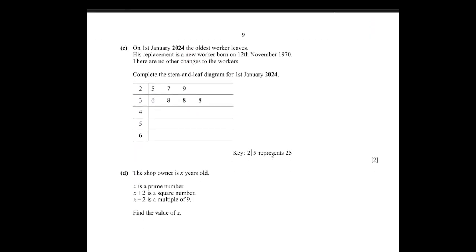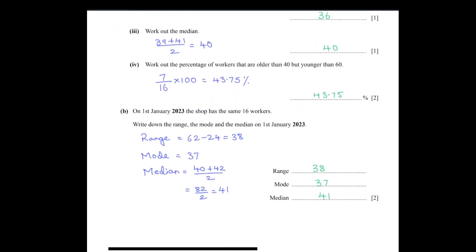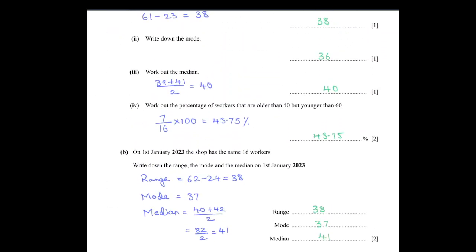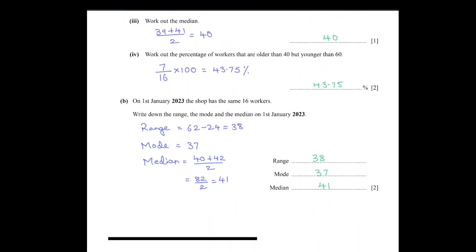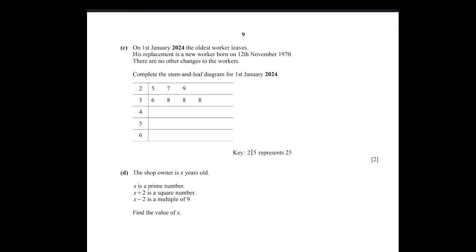Question number C. On 1st January 2024, the oldest worker leaves. So now who is the oldest worker here? 61 years, who was 62 in 2023. That person leaves. Now they are saying that we need to complete the stem and leaf diagram. His replacement is a new worker born on 12th November 1970. There are no other changes to the workers.